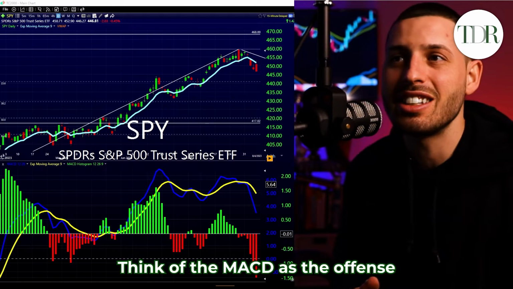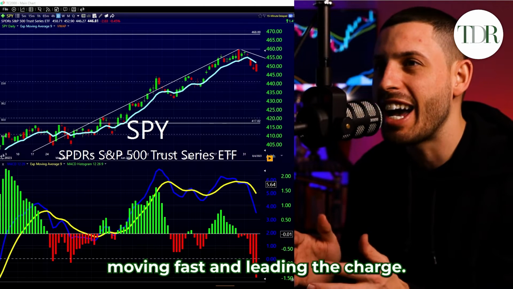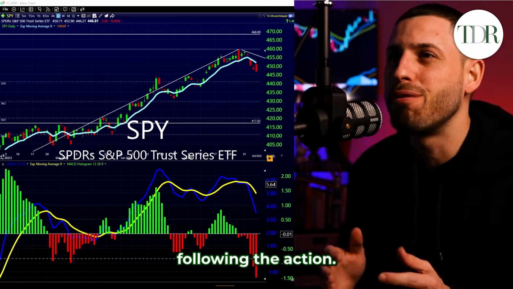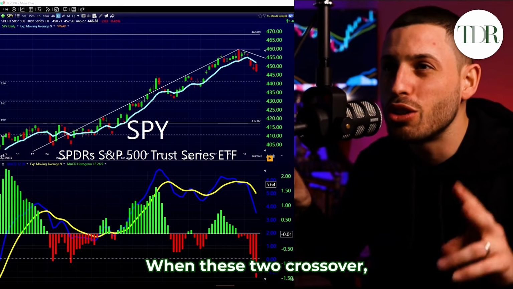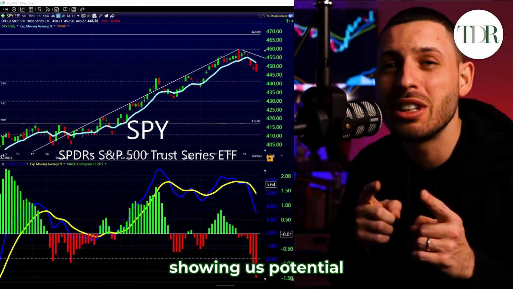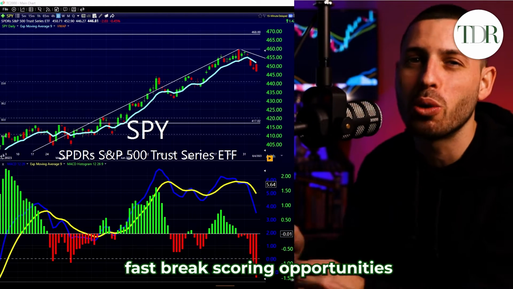Think of the MACD as the offense, moving fast and leading the charge. The signal line is like the defense, following the action. When these two cross over, the game changes, showing us potential fast break scoring opportunities, like this dunk.